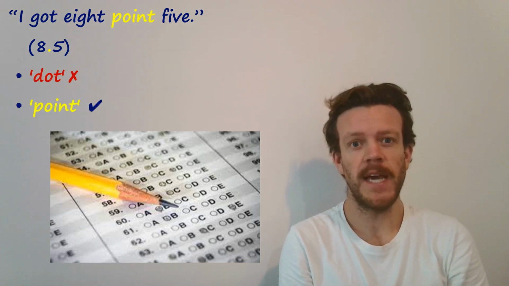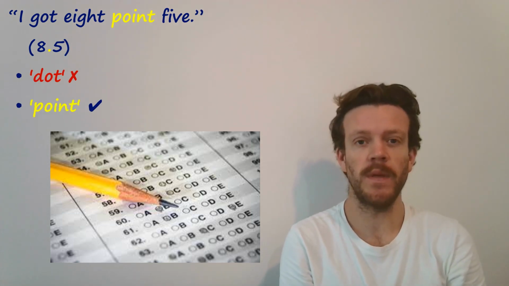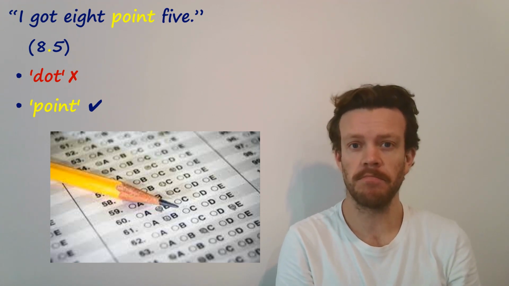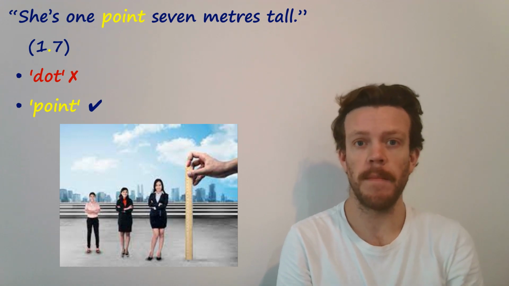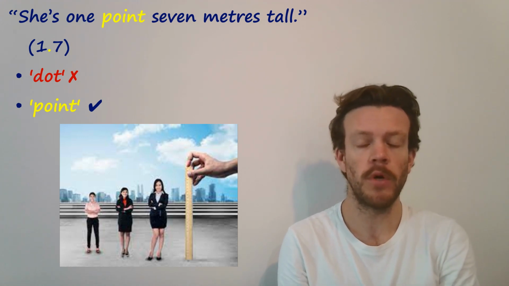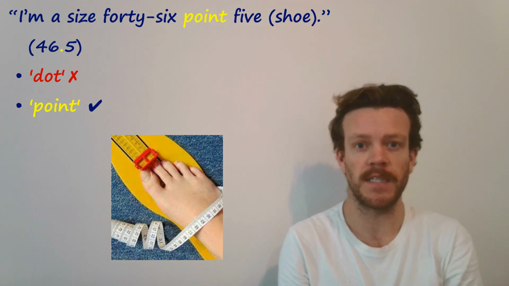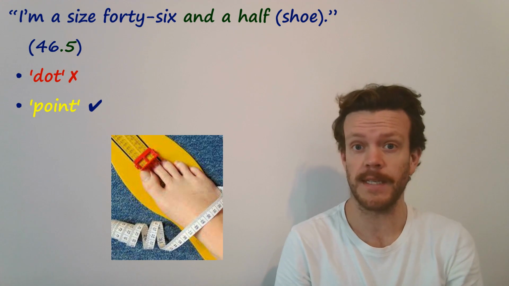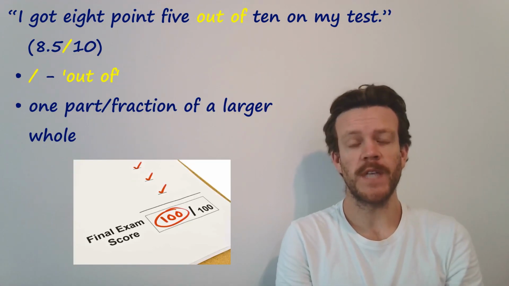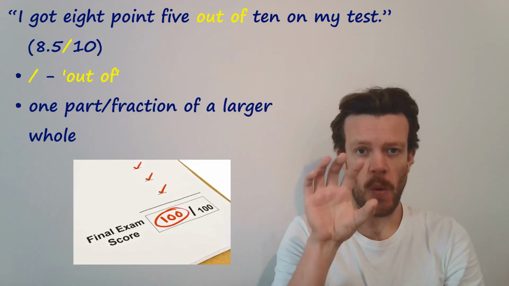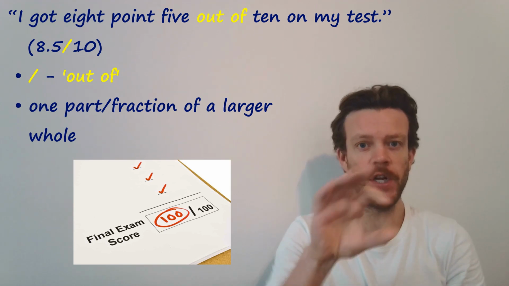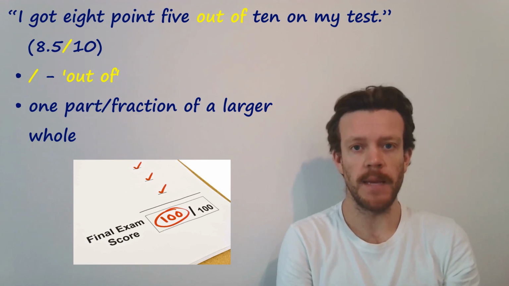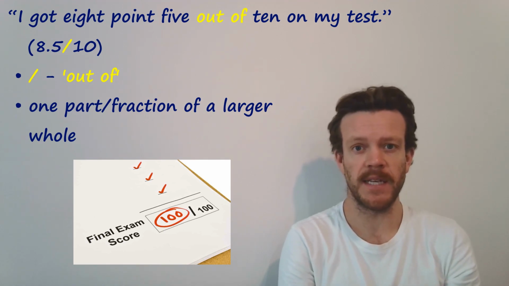So firstly, anytime we see a dot with a number, we don't say dot, always point. You might say she's 1.7 meters tall, or I'm a size 46.5. Although for that one, you could also say 46.5. Then we use out of to describe one part or fraction of a larger whole. So for example, I got 8.5 out of 10 on my test.